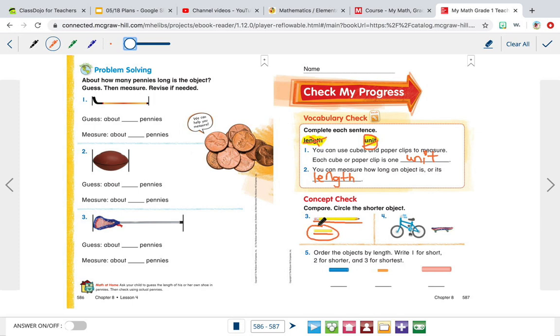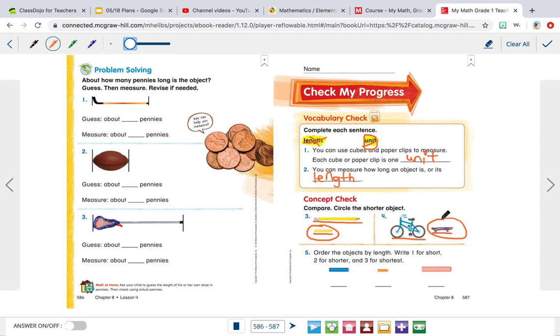This one's shorter. Now let's look at the bike and the skateboard. So from wheel to wheel, we're going to make a line. So here's this line. And from wheel to wheel, we'll make a line on the skateboard. Which one is shorter? Look at the skateboard line and look at the bike line. Which one is shorter? I hope you said the skateboard, because the skateboard is much shorter. The line is much shorter.